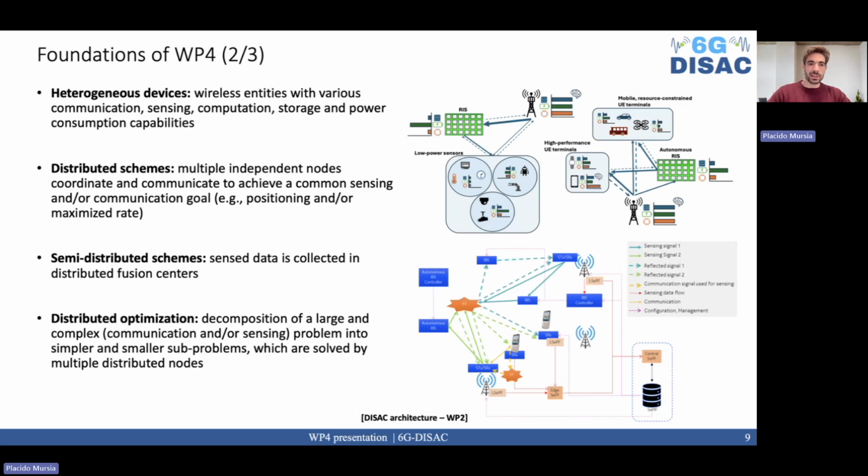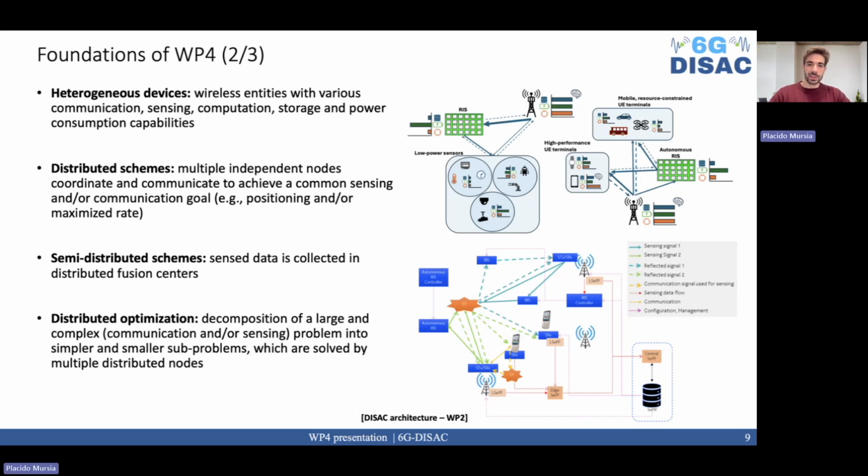I mentioned several times that we deal with heterogeneous devices. So what we mean here is wireless entities that may have various communication, sensing, computation capabilities, but also storage availability or power consumption, power budget.